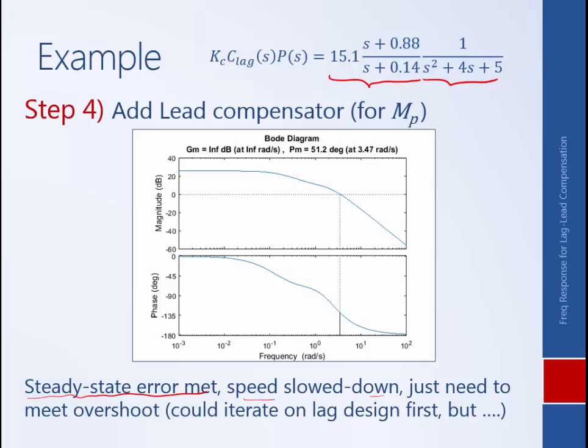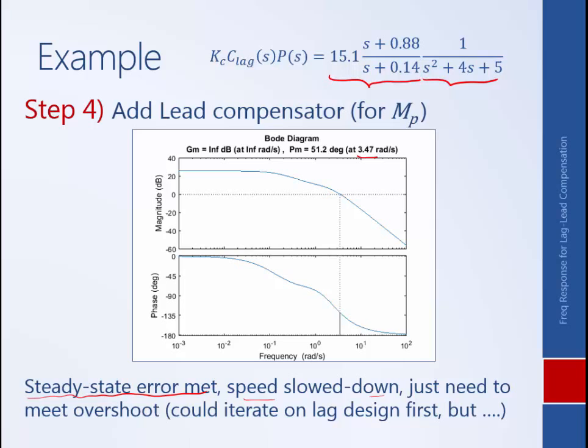So we took an original crossover frequency of 17.3 and we reduced it to almost 3.5. So if we looked at the step response, we could see that we've slowed the response down and we're meeting the steady state error. We will likely not be meeting the overshoot yet because we didn't design for it.